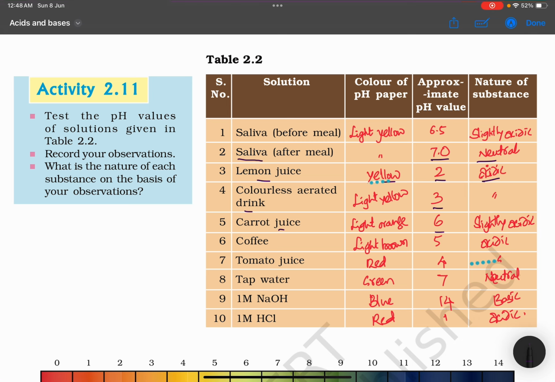Carrot juice, 6. Coffee, 5. Tomato juice, 4. Tap water, 7. Sodium hydroxide, 14, 1 molar. HCl is 1. Okay, colors you can check. Colors are a little interesting.